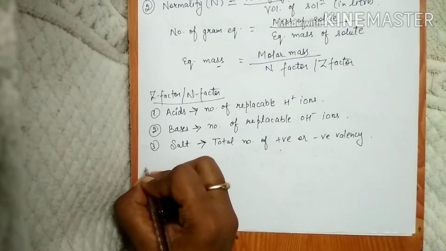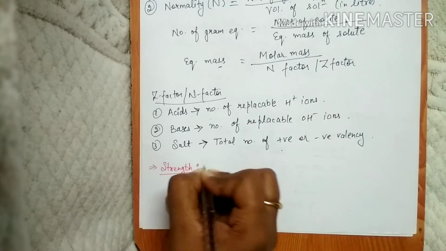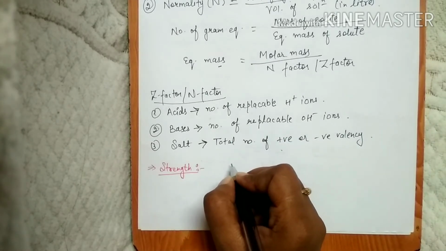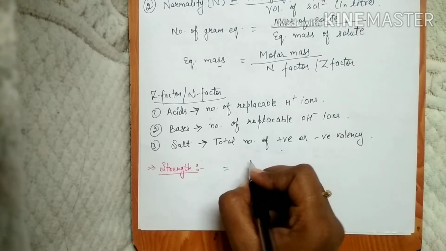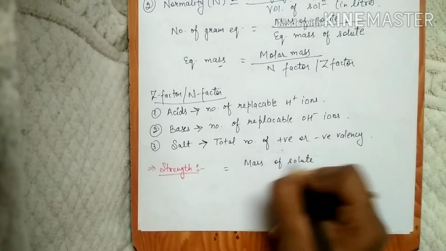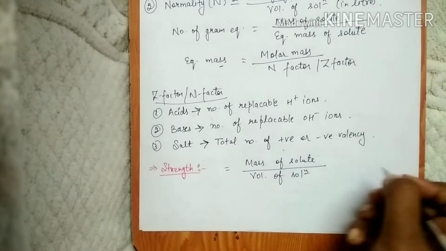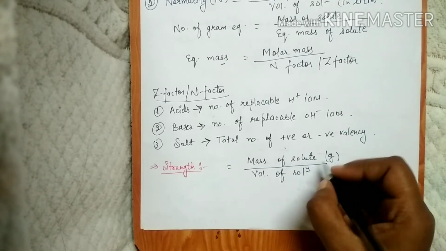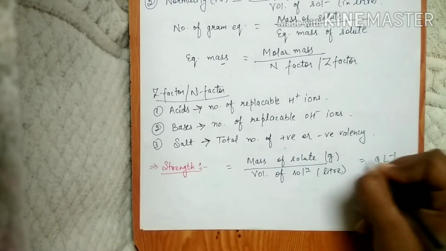So now we are going to study about the strength of a solution. Suppose you have been given a solution and you want to find out its strength. What you are going to do is just divide the mass of solute by the volume of solution. So the formula for strength is mass of solute divided by volume of solution. See, if mass is in gram and volume is in liter, the unit of strength comes out to be gram per liter.